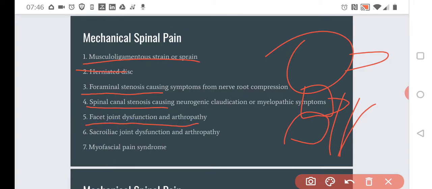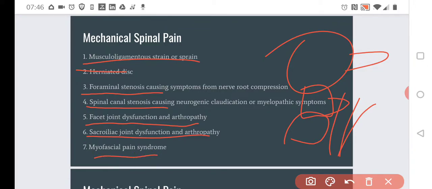Facet joint dysfunction and arthropathy. Facet joints are also joints, so they may be painful. Sacroiliac joint dysfunction and arthropathy. So sacroiliac joints, one more time, are also joints that are passing big forces, because from all of the trunk, generally up to the pelvis, and it can be painful because of it.